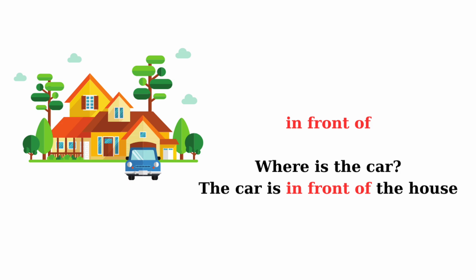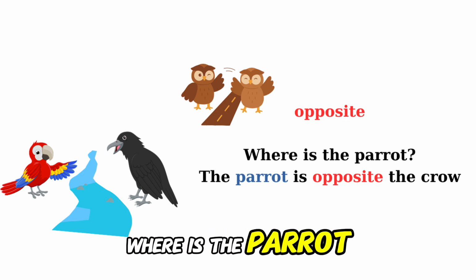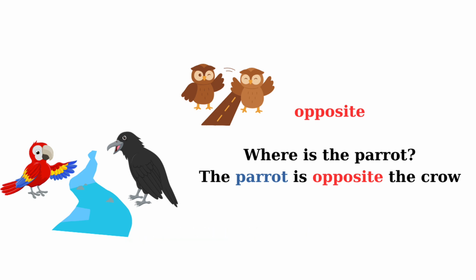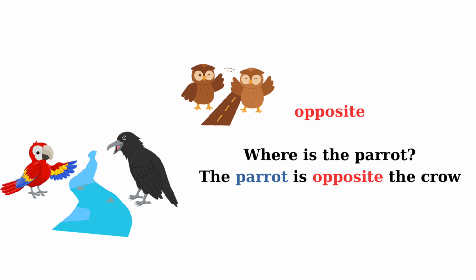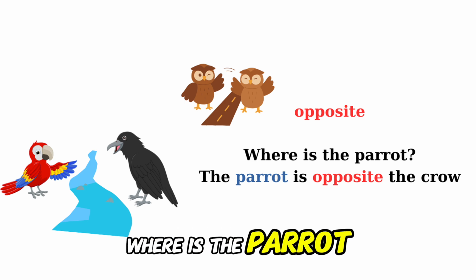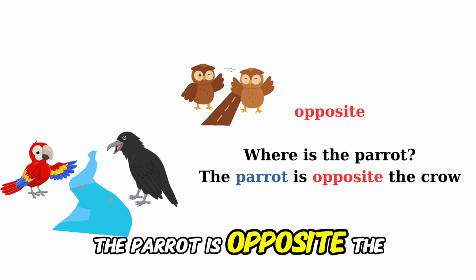Opposite. Where is the parrot? The parrot is opposite the crow. Where is the parrot? The parrot is opposite the crow.